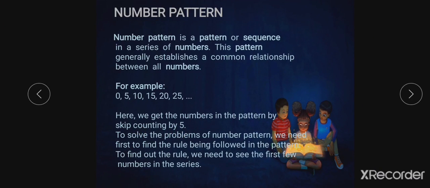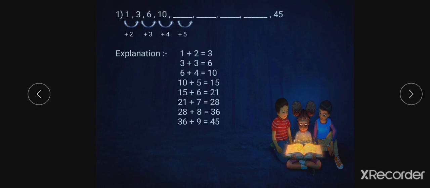To solve the problem of number pattern, we need first to find the rule being followed in the pattern. And to find out the rule, we need to see the first few numbers in the series. Understood, children? Let us see a few examples, then you will be more clear about it.